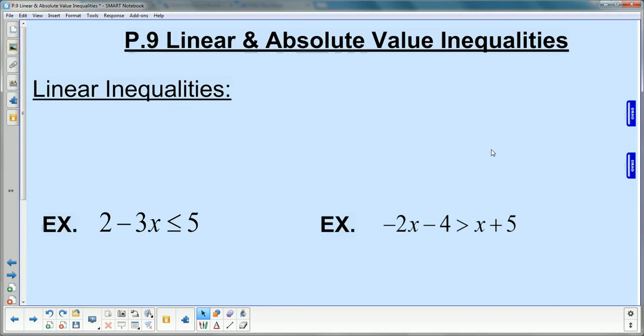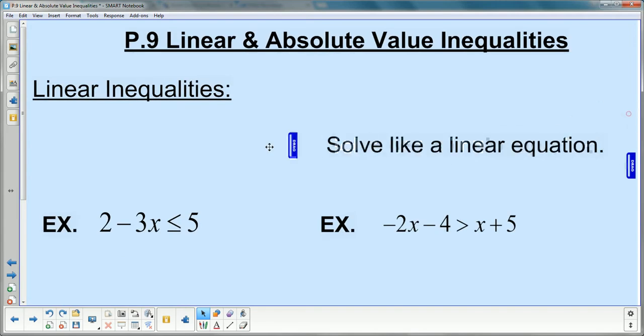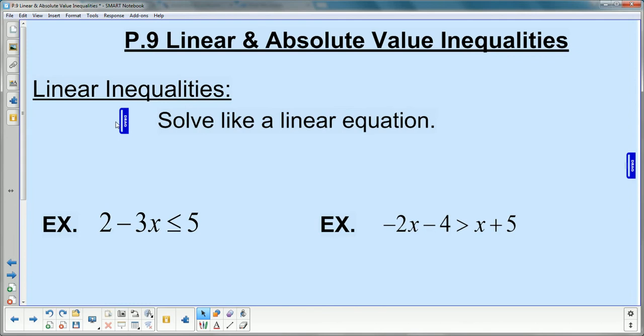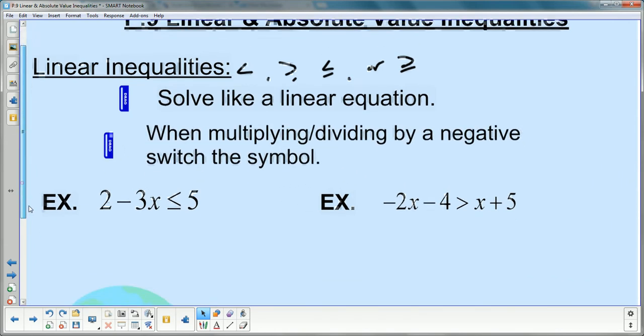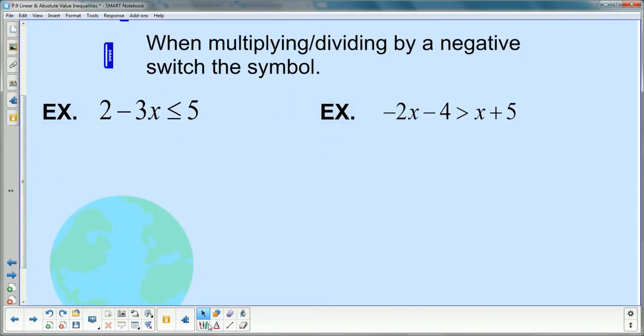Alright, so a linear inequality is just going to be an inequality that is like an equation. We just have one of our symbols, less than, greater than, less than or equal to, or greater than or equal to, instead of an equal sign. We're going to solve it just like a linear equation. The only thing we need to keep in mind is that when we're multiplying or dividing by a negative, we need to switch the symbol. So two examples for that.